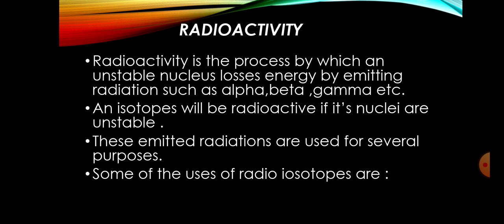These emitted alpha, beta and gamma radiations are used for several purposes, for the treatment of different diseases. Radioisotopes means the radioactive atoms that produce alpha, beta and gamma radiations. You can see on your screen that the radioactive atom produces energy in the form of alpha, beta and gamma.